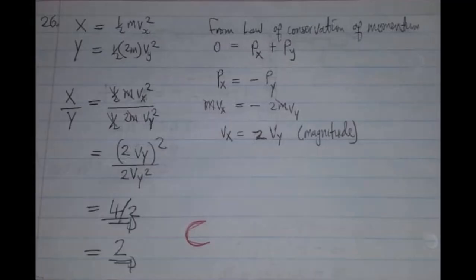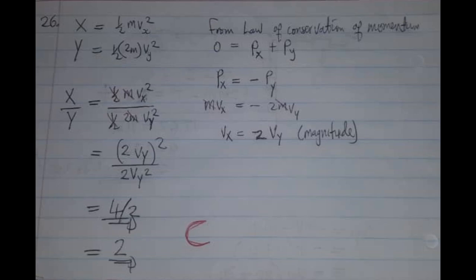Now, number 26. First of all, x should be the kinetic energy of x, which is half m v squared of x. Then y is half bracket 2m vy squared. From the law of conservation of momentum, the momentum before was 0 because it was stationary, and then explodes. So final momentum px plus py, which means px should equal minus py. Then making vx the subject, you get vx is equal to 2vy, the magnitude of it.